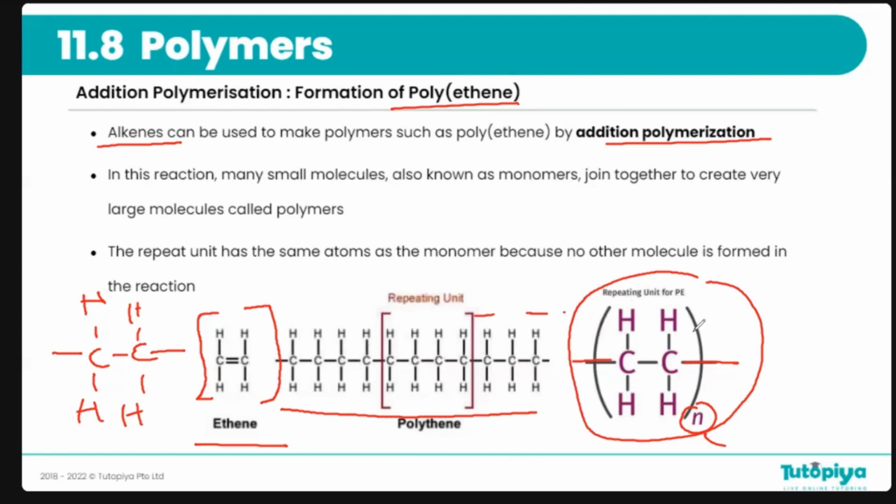If you are asked to draw the repeating unit, just the repeating unit, then you have to draw it without the n, like this. And if you are asked to draw the monomer, then you can't have these branches out. You have to have the ethene with the double bond.